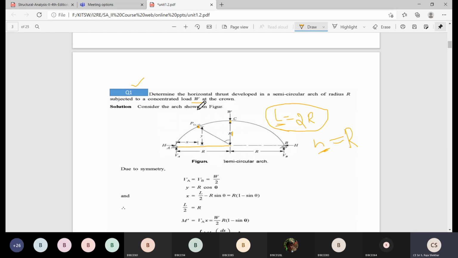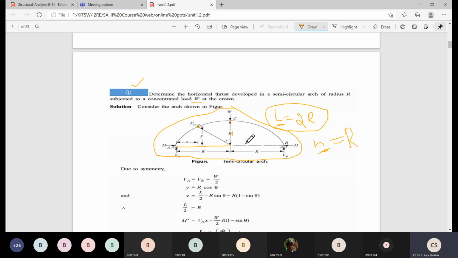Our intention is to calculate the horizontal thrust for this loading case. The load is acting at a distance of R from the left support and R from the right support. So this is symmetrical loading. The arch is also symmetrical about the y-axis.